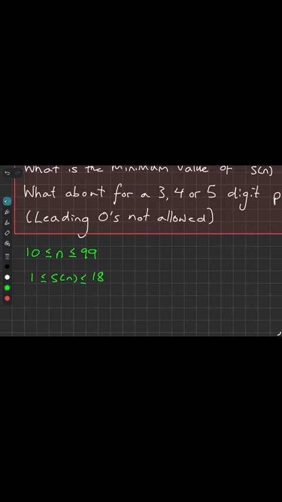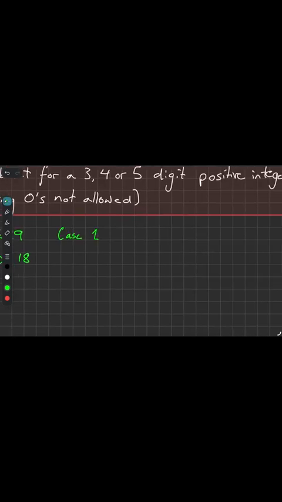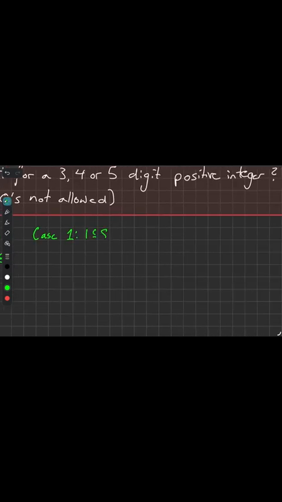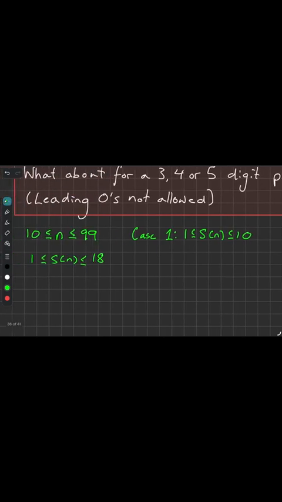Okay, and what I'm going to do is deal with two separate cases, and it will become clear why I'm separating the cases. The first case I want to deal with is the case whereby s of n is between 1 and 10. So I'm considering all two-digit numbers whose digit sum is between 1 and 10. Now, that's obviously not going to be all two-digit numbers, because we have 99, 98, numbers like that. But I'll deal with those other numbers later.